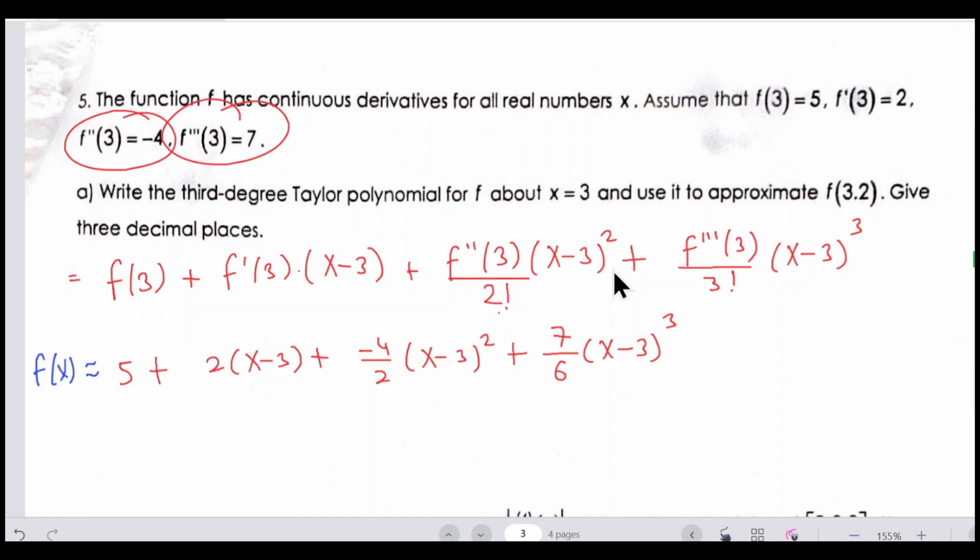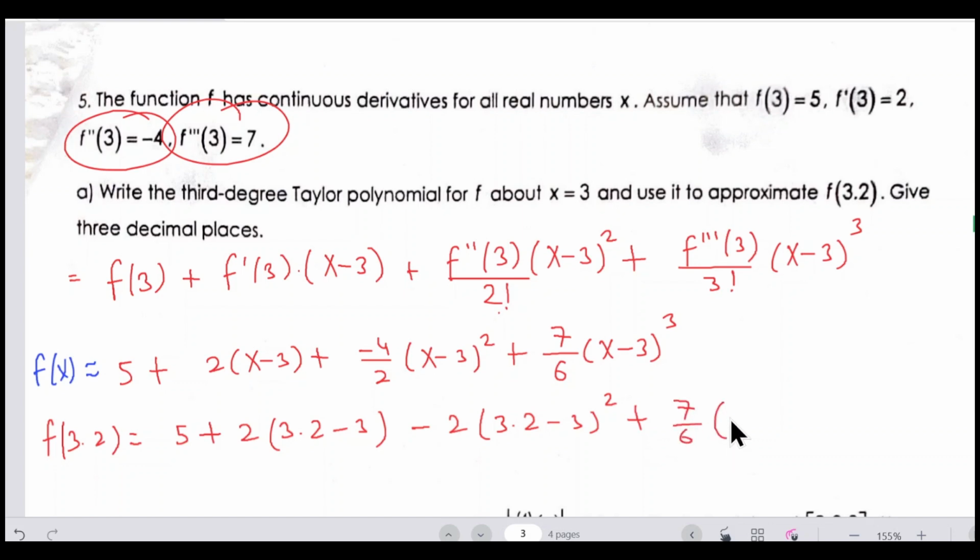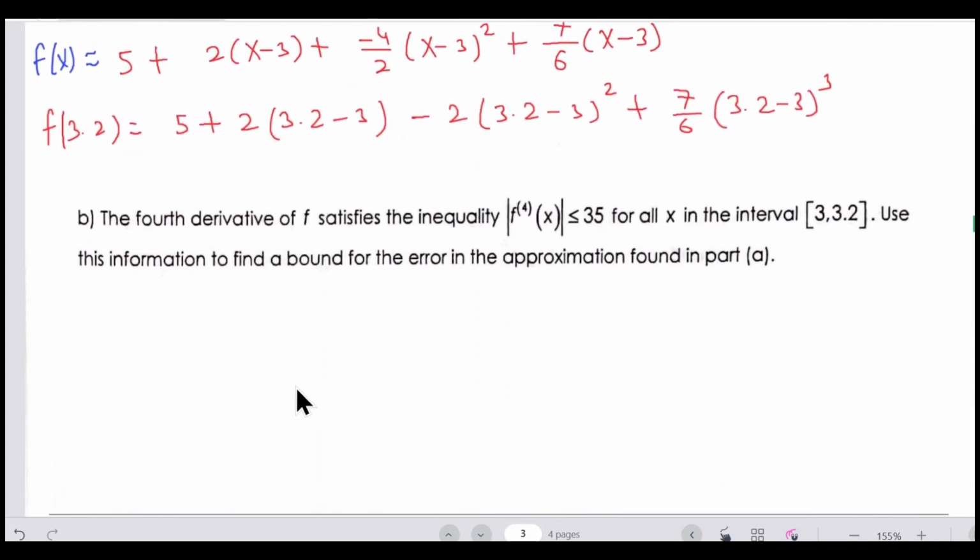And now you want to approximate what, f of 3.2. So this is definitely calculator active. All you have to do is replace 3.2 over here. I'm pretty sure you can do this. I'm just gonna write the expression over here. 7 over 6, 3.2 minus 3 whole cube, and that's our answer, right? All right.